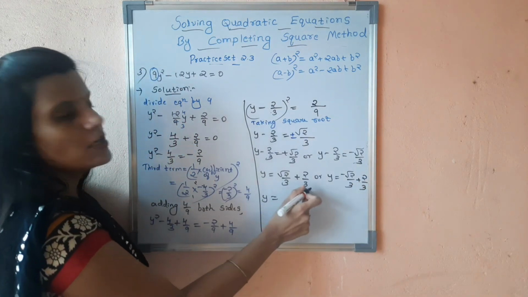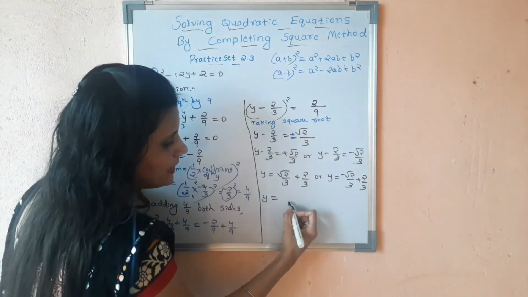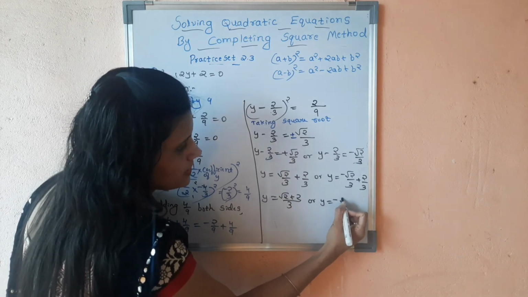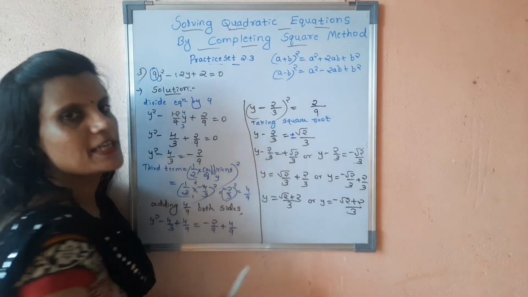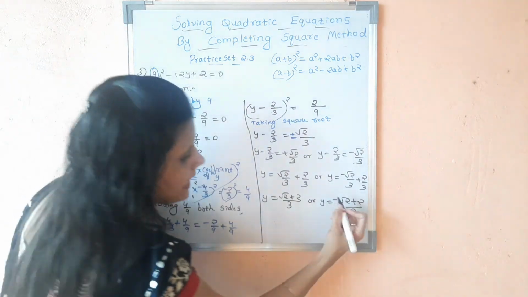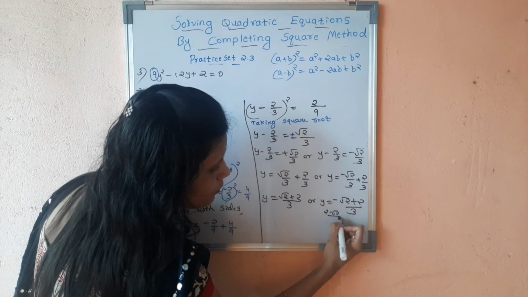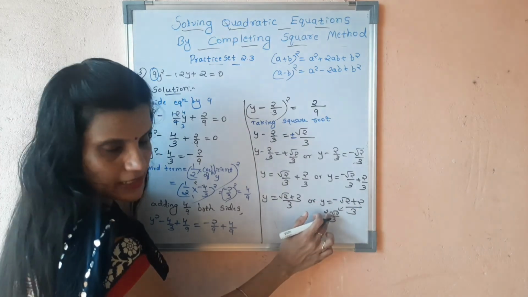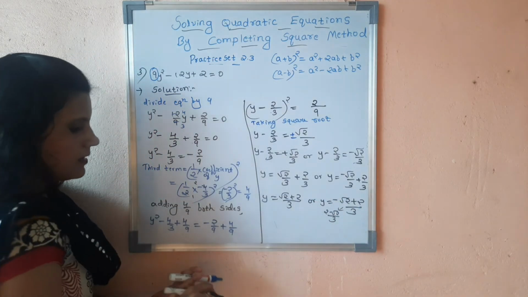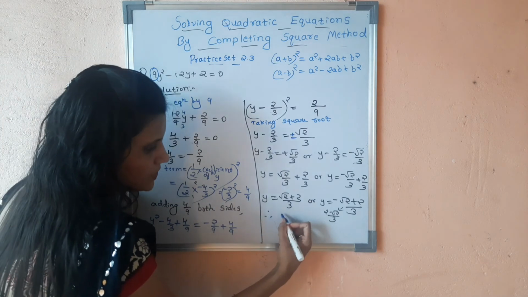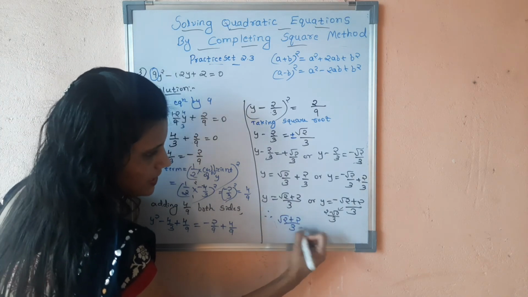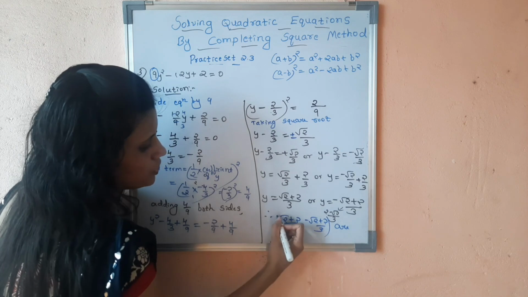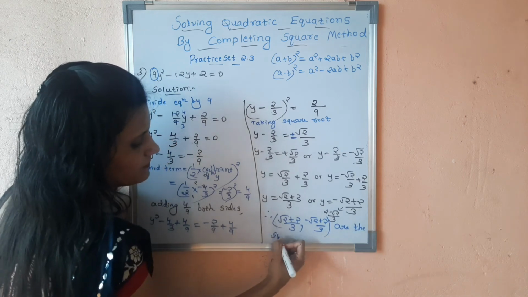Here you can see the common denominator is 3. So I will take it only one time. It will become root 2 plus 2 or y is equal to minus root 2 plus 2 by 3. So this one can also be written as 2 minus root 2 upon 3. We can write like that also, because see here, minus is in front of root 2. Therefore, root 2 plus 2 by 3 and minus root 2 plus 2 upon 3 are the solutions of the equation.